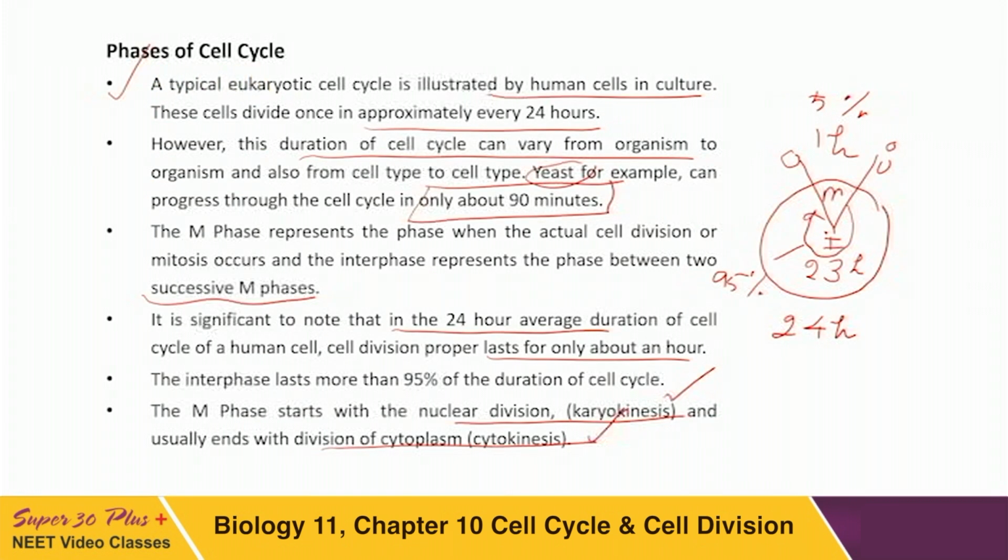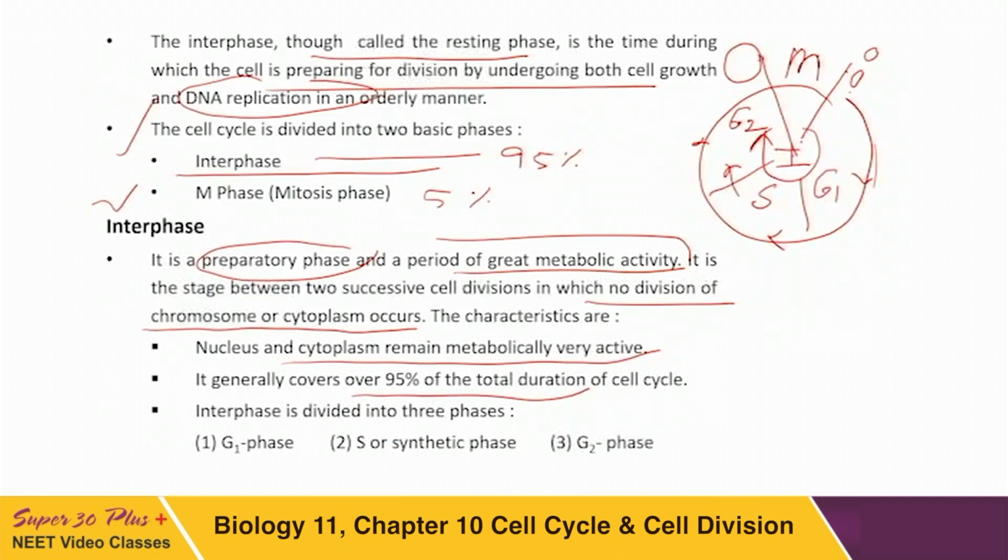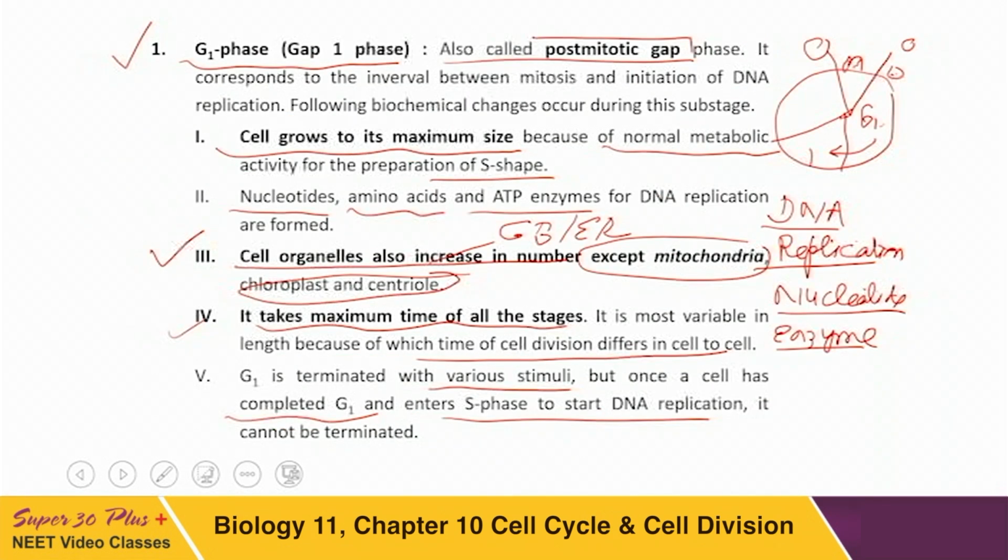Among the phases of the cycle, 95% is interphase and about 5% is M phase. Interphase, I told you, is not a resting phase; it is metabolically active and is divided into G1 phase, followed by S, followed by G2 phase. G1 phase characteristics: the cell grows, cell organelles except mitochondria, chloroplast and centriole will be duplicated, and there will be an increase in the size of the cell.